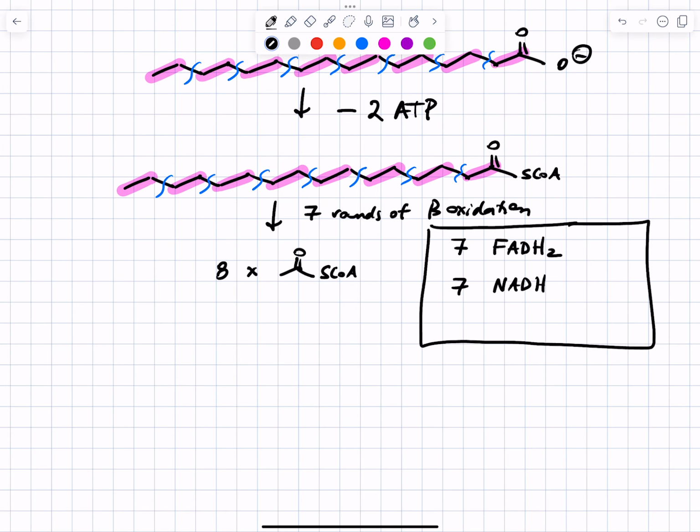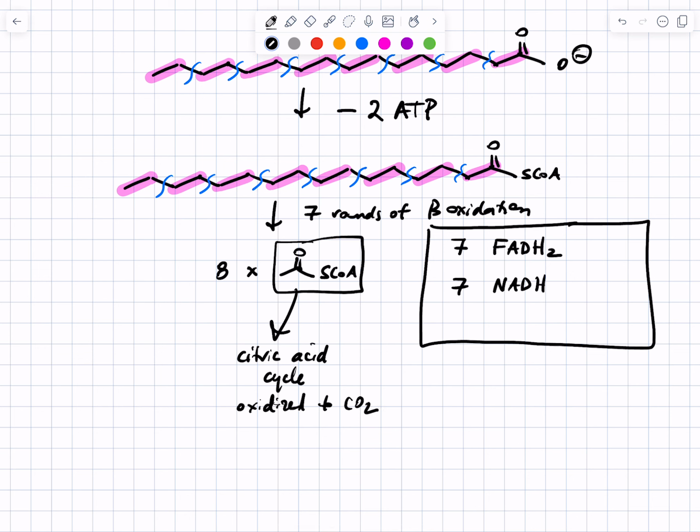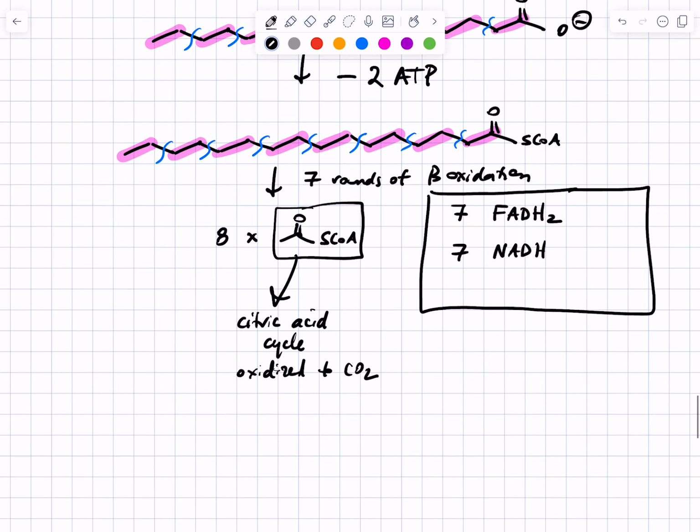And then those 8 acetyl-CoAs are going to go to the citric acid cycle. And in the citric acid cycle, each carbon will be oxidized to CO2. We're going to make some more NADH, FADH2, and some more GTP, which can be exchanged for ATP. So we're not quite ready to say what the total yield from a fatty acid is, though we can say what we've gotten so far to this stage.